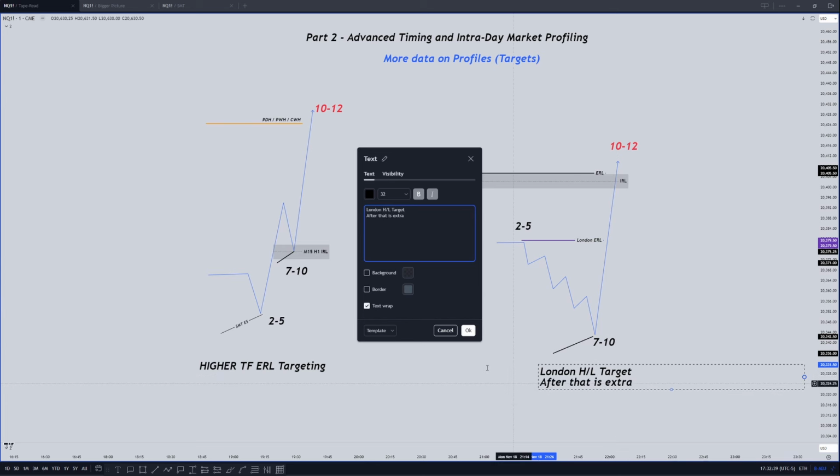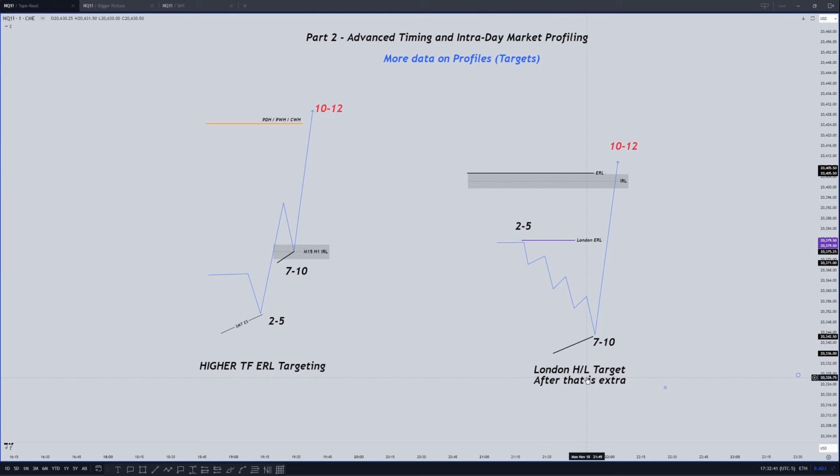And sometimes on some of the live executions you'll see on stream, that's why I'm marking out some of this as extra. We don't have to reach there, especially if the time of day is right and we've already taken out London high or low. Well, then this pool or this inefficiency is now extra in the sense of we don't have to reach down there. We can if it wants to continue to expand.